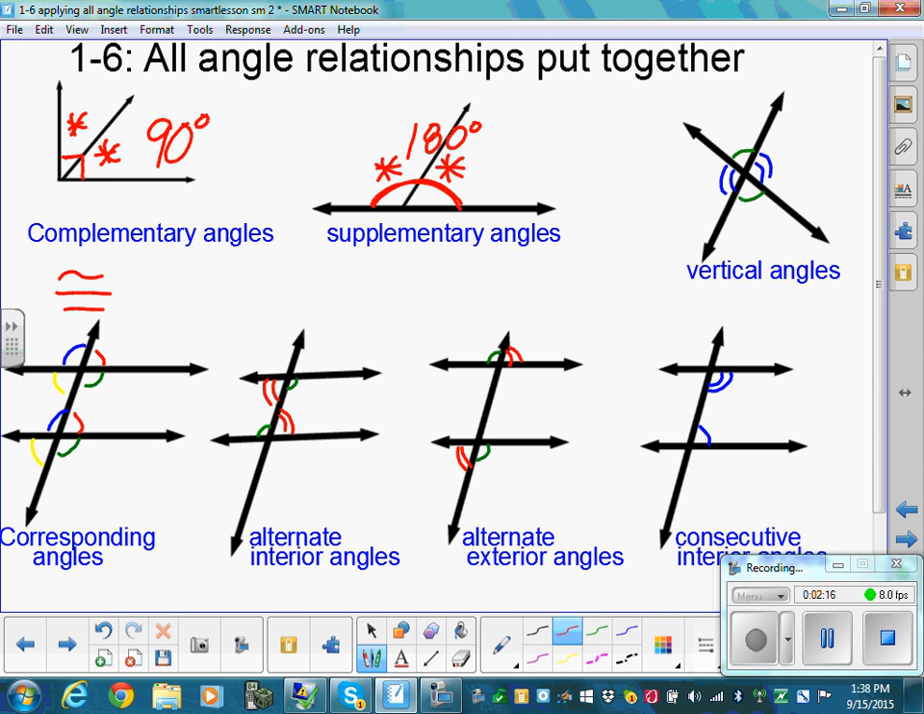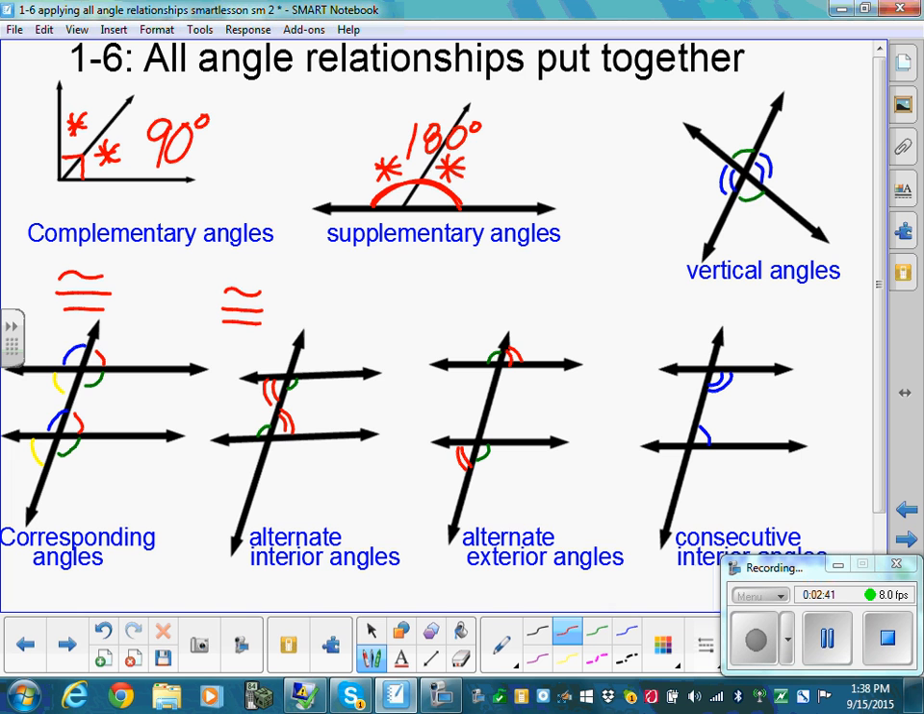Alternate interior angles. They alternate on different sides of the transversal. Does everybody see how this is on this side of the transversal on the left, and then we have it on the right? Yeah. And they're interior because they're inside the parallel lines. Does everybody see it? And then what about the green? They alternate on different sides of the transversal, so they're alternate, and then interior means inside the parallel lines. So what do we know about alternate interior angles? They're congruent, they're equal.